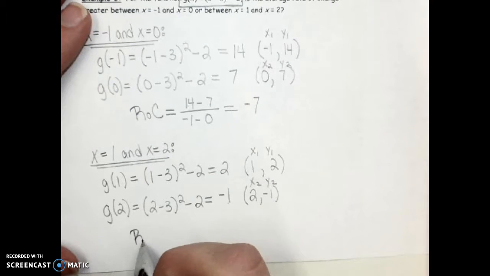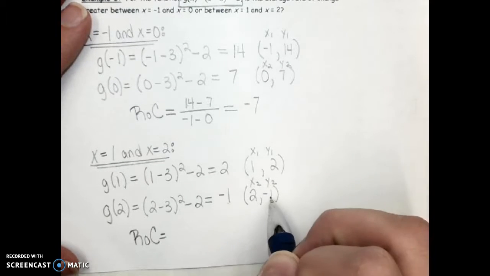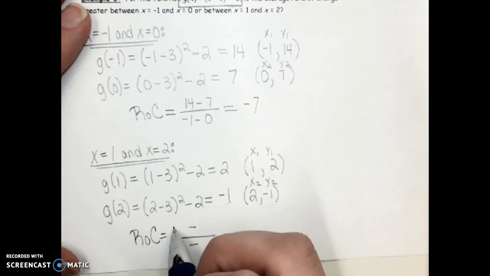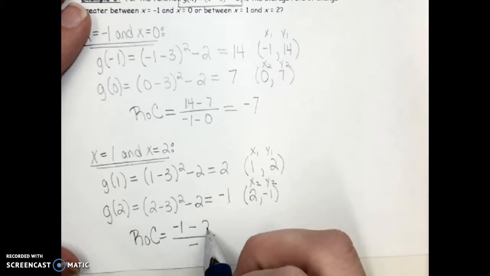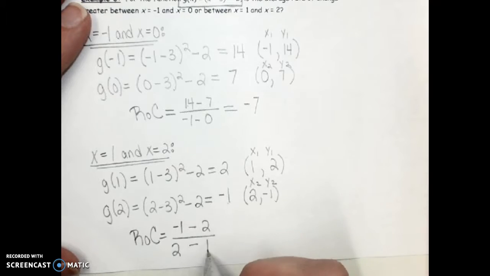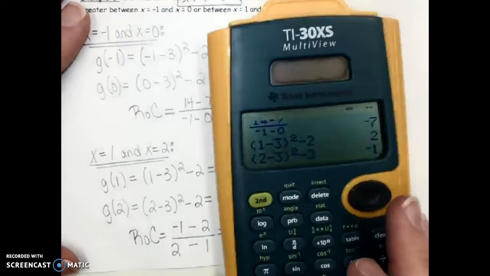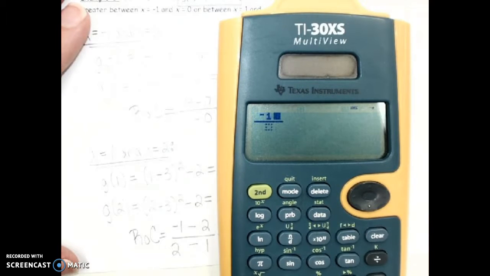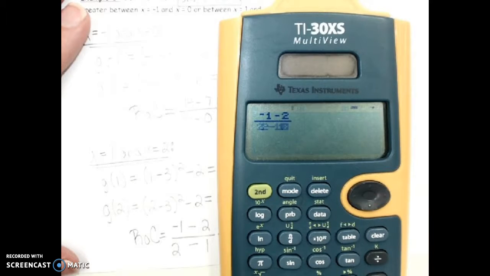Now I need that rate of change. Rate of change on this interval is, I'm going to do it as the formula says, y2 minus y1 over x2 minus x1. Type it in my calculator. N over D to get the fraction, negative 1 minus 2, down to the bottom, 2 minus 1. Enter, negative 3.